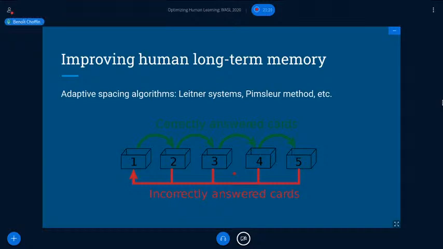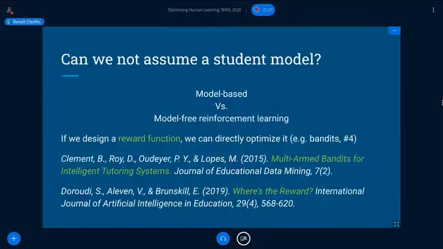And so this leads us to our final point here, because I've been talking to you about student models and adaptivity, but we do not necessarily have to assume an underlying student model to perform such type of adaptivity for improving human learning. So, for example, this is the opposition between model-based and model-free reinforcement learning. And all in all, we do not have to necessarily rely on an explicit student model.